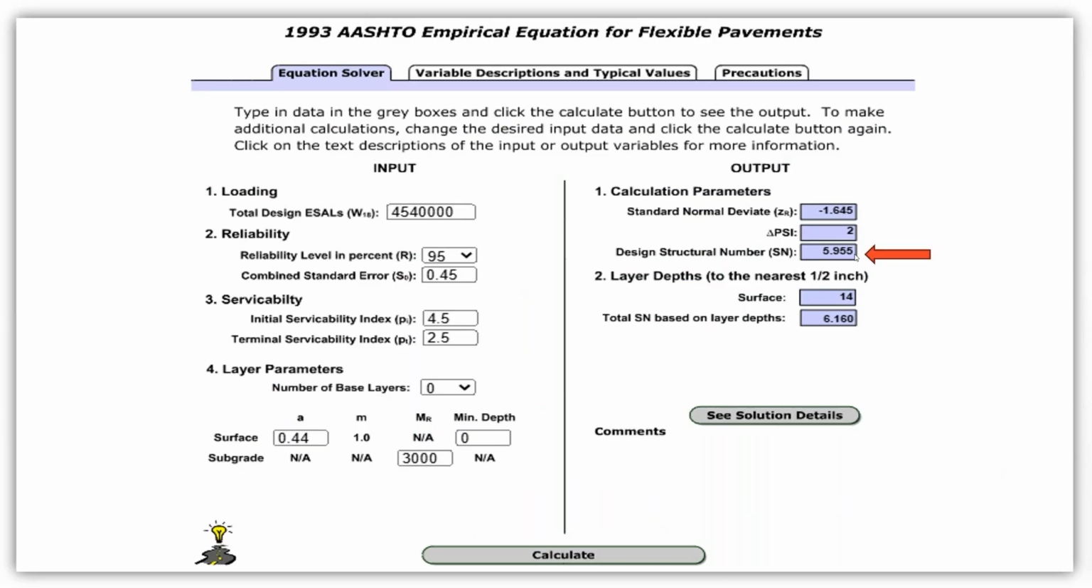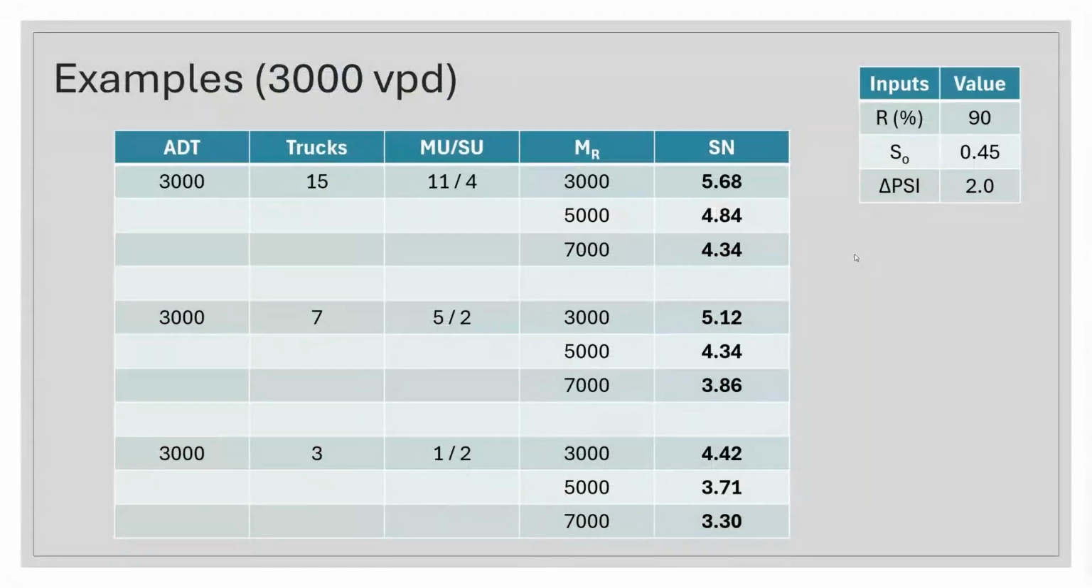And that's kind of our goal, is getting to the structural number. So that is our output. So that's one of the options. There are multiple places to get that. You can also do an Excel spreadsheet and use the solver function to make it generate that structural number for you.